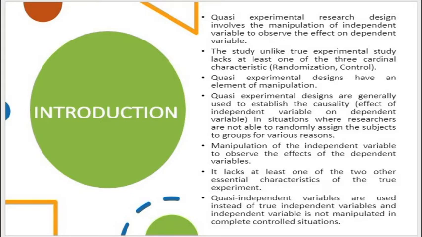Quasi experimental designs are generally used to establish the causal effect of an independent variable on a dependent variable in situations where researchers are not able to randomly assign the subjects to groups for various reasons. There is manipulation of the independent variable to observe the effect on the dependent variable. It lacks at least one of the two other essential characteristics of the true experiment. Quasi-independent variables are used instead of true independent variables, and the independent variable is not manipulated in a completely controlled situation.